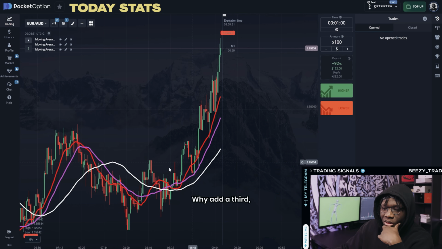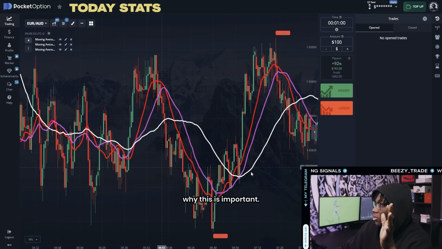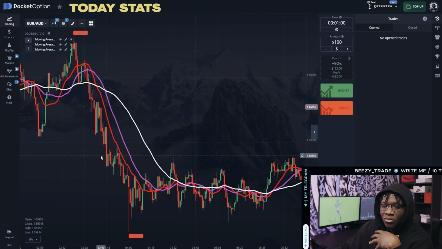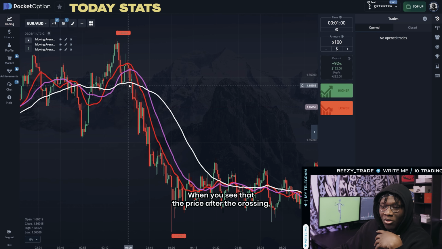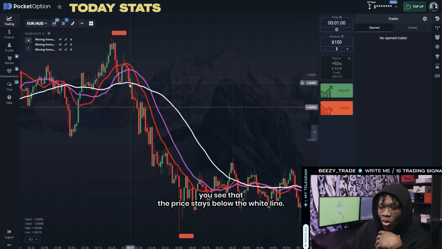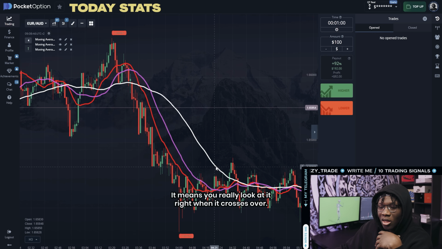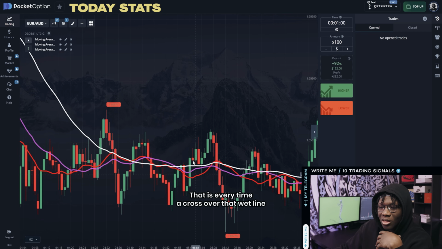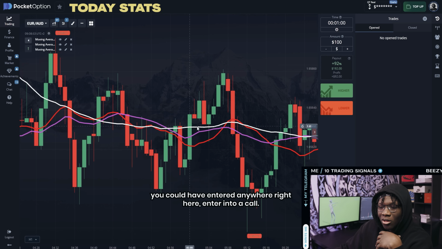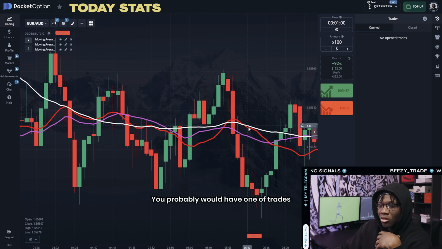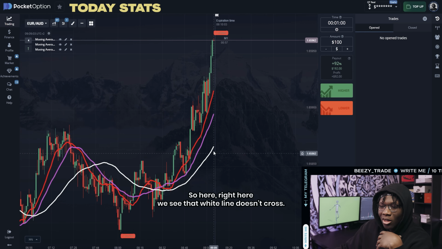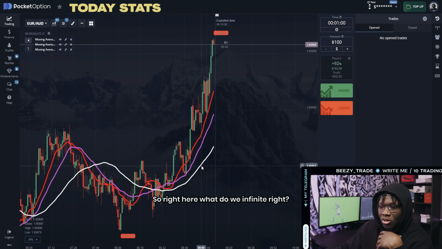Why add a third SMA? It's important because it allows you to see entries. When you see that after the crossing, the price stays below the white line, it means you're really looking to enter calls. Every time it crosses over that white line, you could have entered anywhere right here, entered into a call, and you probably would have won those trades. So here, we see that white line, it doesn't cross. So right here, what are we entering into?